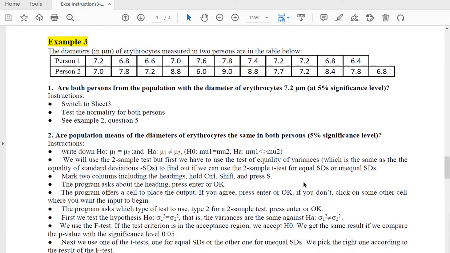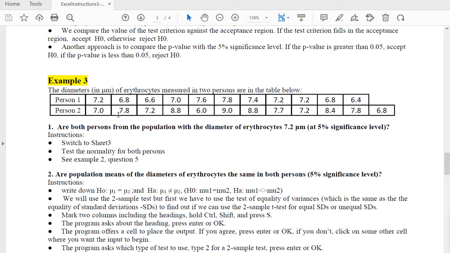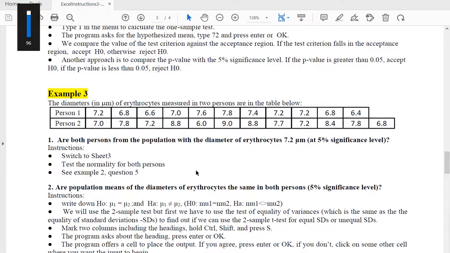So the next example that we have, example 3, is that the diameters in micrometers of erythrocytes measured in 2 people are as mentioned below. So person 1, person 2. This is their erythrocytes, okay? Their diameters. So the question they're asking, first point, is: are both persons from the population with diameter of erythrocytes 7.2? Focus, look clearly, and consider.